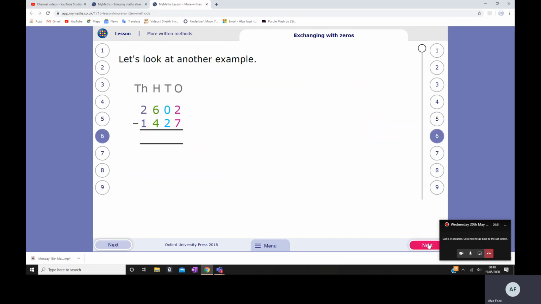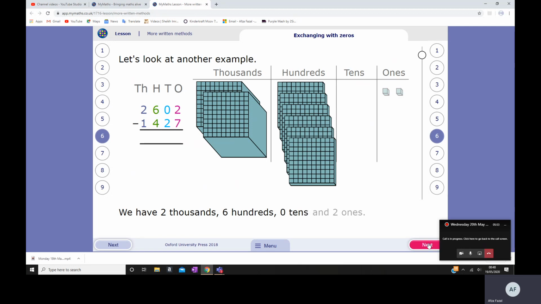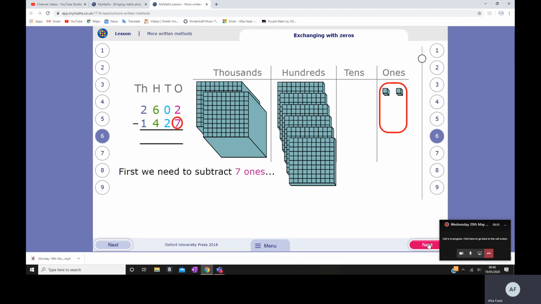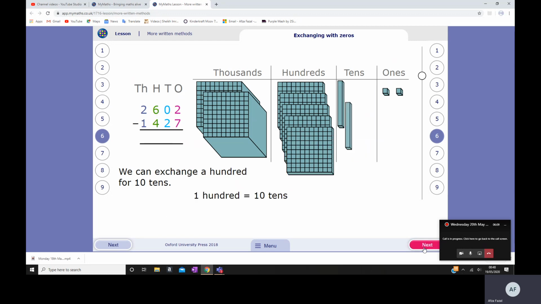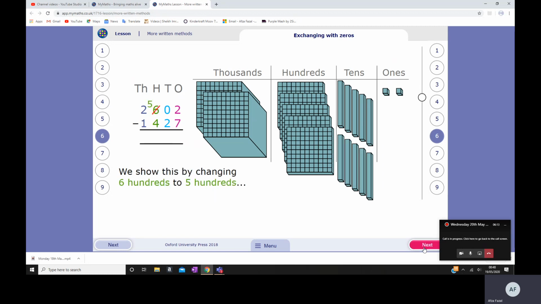So I've got another example here. That's a subtraction one. So now you're renaming in the tens column. So you're carrying over in the tens column. We can exchange 1 hundred for 10 tens because we don't have any tens. So here now we've got 10 tens. I'm going to subtract 2 tens from there. There's your renaming. So the 6 becomes a 5 and you carry the 1 over and that becomes 10 now.